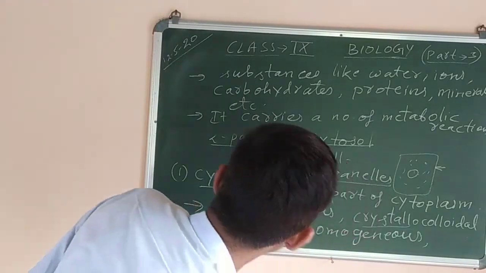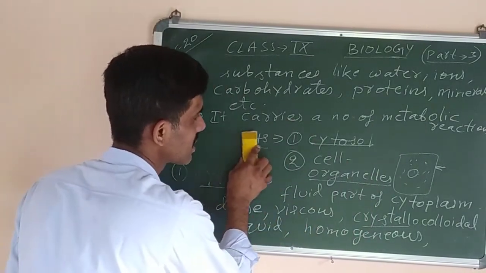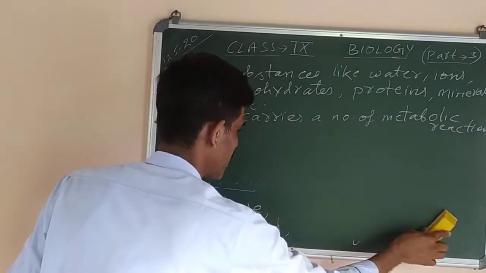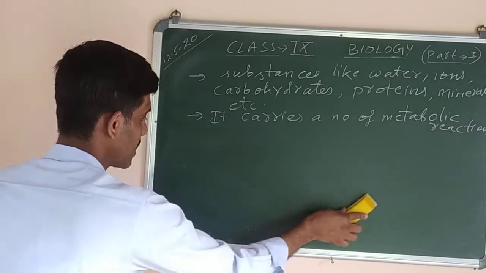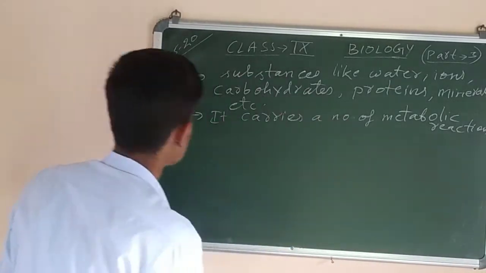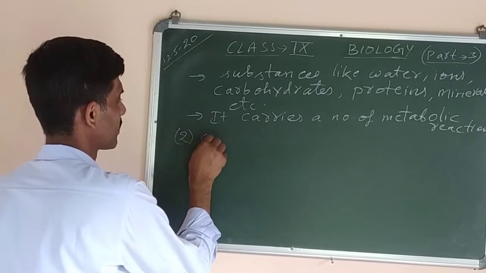Now the next one, number 2, sorry, not B, that is the cell organelles. We have to study what cell organelles are, and then one by one each of the cell organelles with their structure, function and location also. So now number 2 we have the cell organelles.